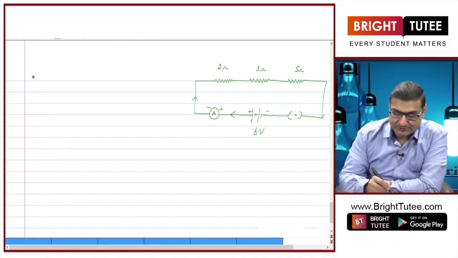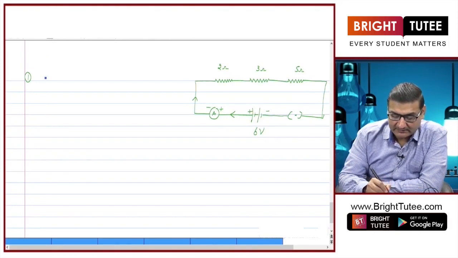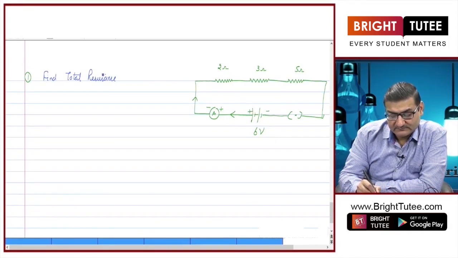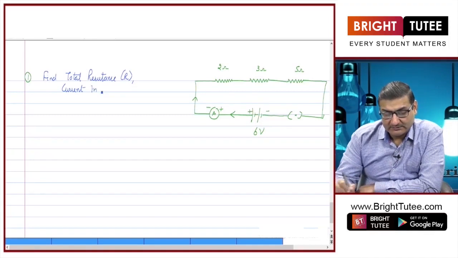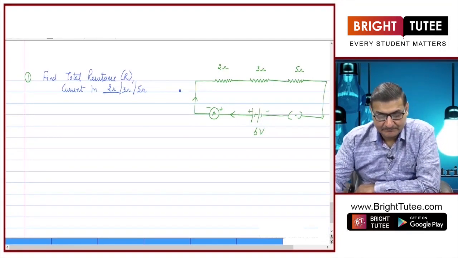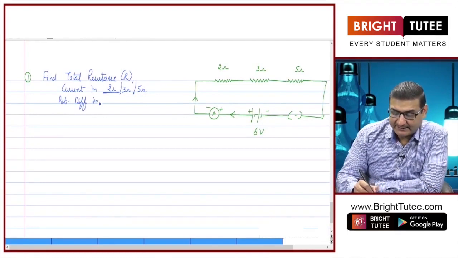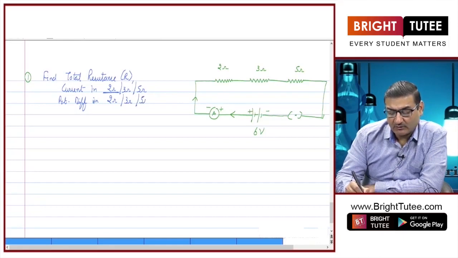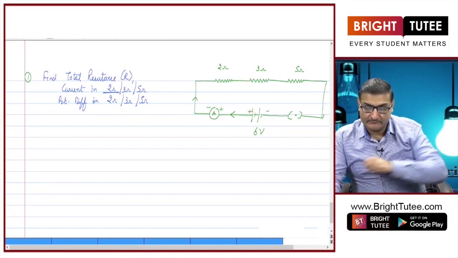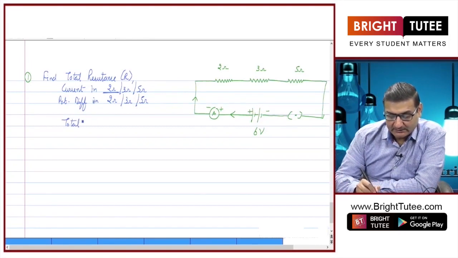Now, in this particular question, in the circuit diagram given, we may be asked to find total R, total resistance, or we may be asked to find current in any resistance, maybe the 2 ohm, 3 ohm or 5 ohm resistance. Or he may ask us to find the potential difference in the 2 ohm, 3 ohm or 5 ohm resistor. So I may be asked anything, or he may ask to calculate the total current.